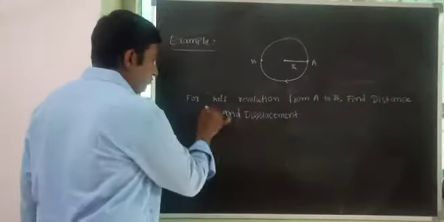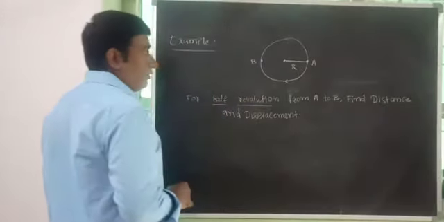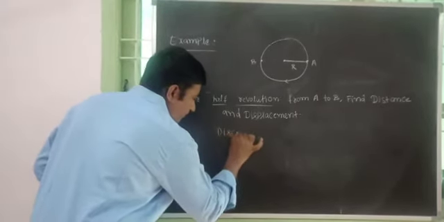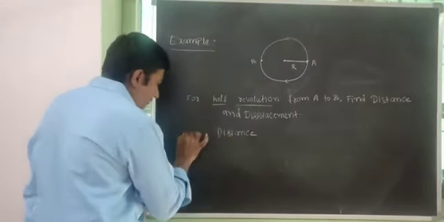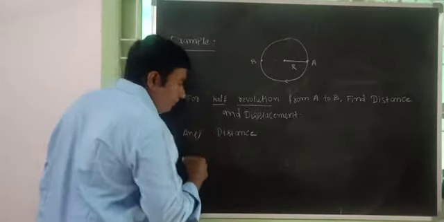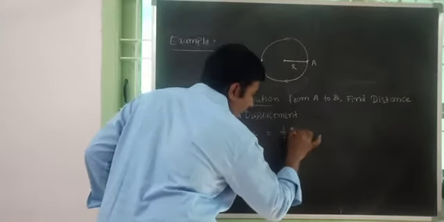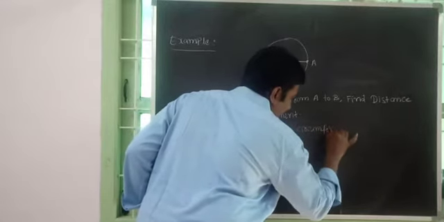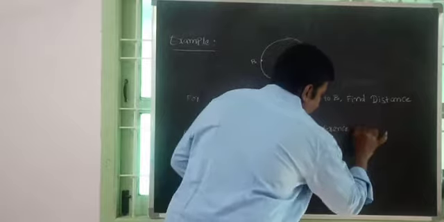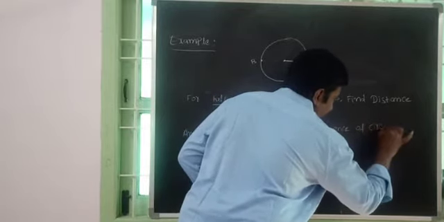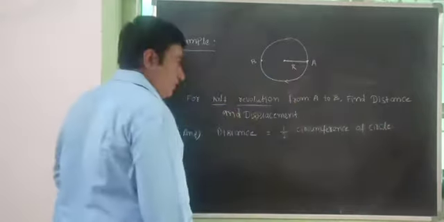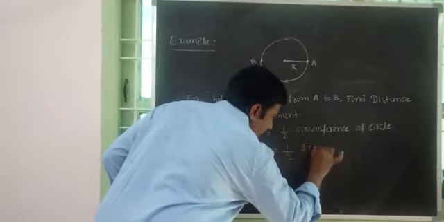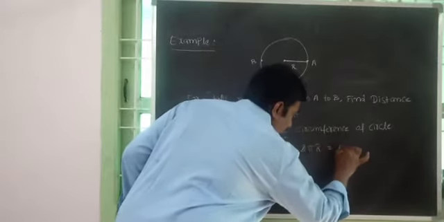But here they have asked only for half revolution. So in such a case, from A to B, the distance is equal to half of the circumference of the circle. In mathematics we have discussed that the circumference of the circle is 2 pi r. With the help of this, I get here pi r.